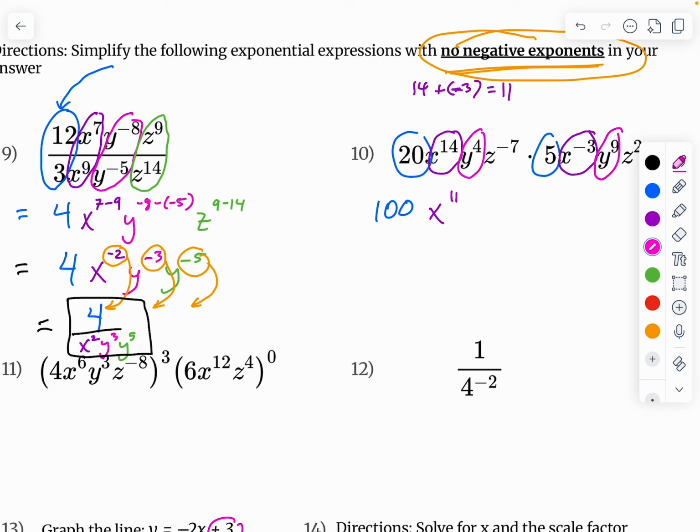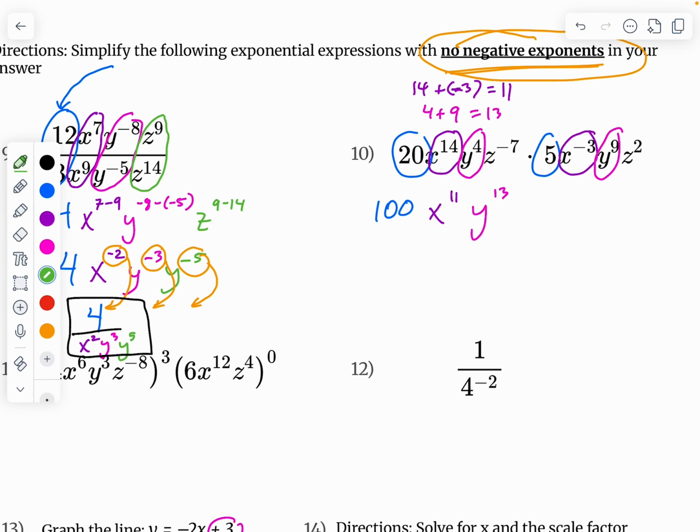For the y value, it's going to be 4 plus 9. I can do that on the side here. 4 plus 9 is 13. And our least favorite is these negatives, right? So for the negative here, we have negative 7 plus 2. Negative 7 plus 2 is negative 5. So for the z value, we have negative 5. Can we have negative exponents? No, no negative exponents. So we're going to move that to the bottominator.